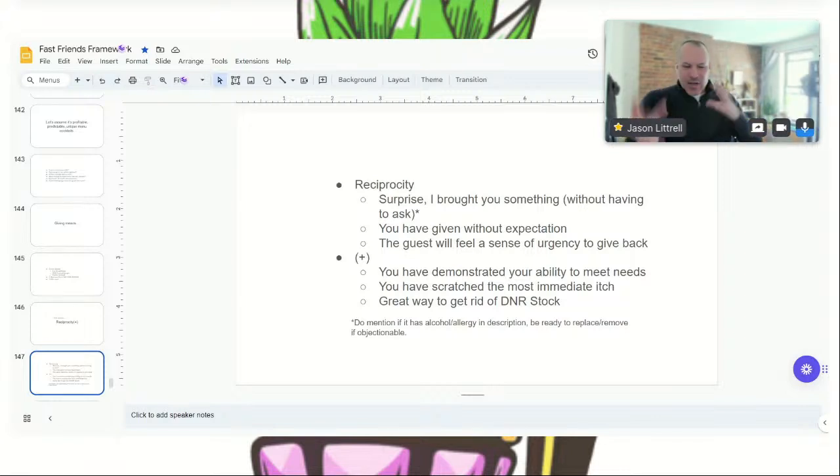And so this changes the dynamics, this changes the tone and psychology of the conversation, and it makes things much, much more favorable. And this makes it much more likely that the guest is going to have a positive experience because you've already delivered on something when they haven't even asked for anything. So you've demonstrated your ability to meet their needs. You've scratched the most immediate itch when they thought they were going to have to wait. This is also a great way to monetize stock that you can't sell.